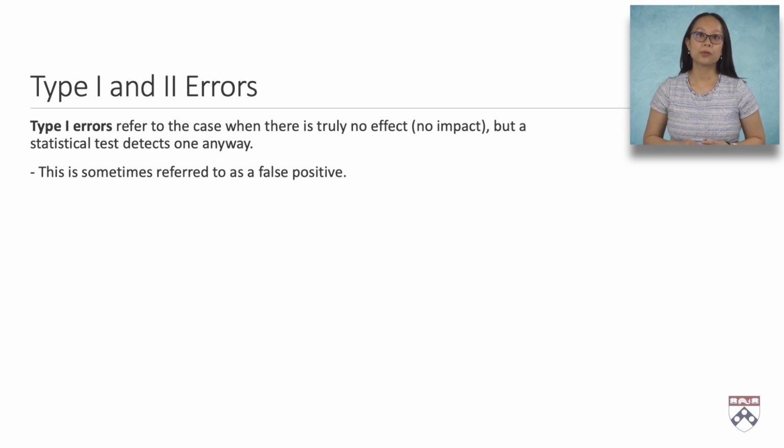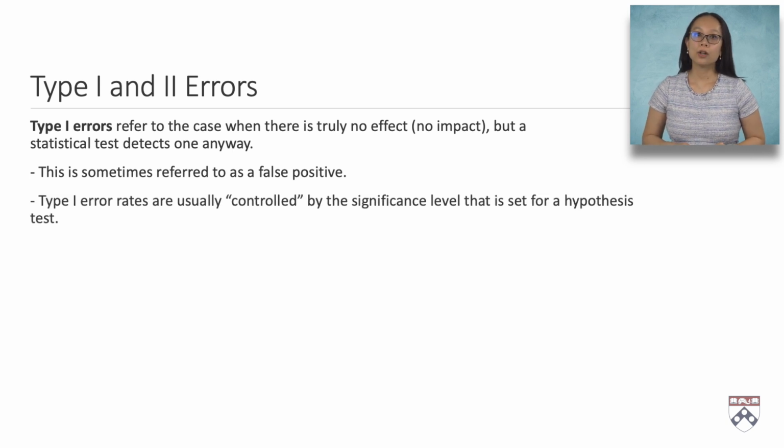And in practice, this is sometimes referred to as a false positive, meaning that someone finds something when there's actually nothing to be found. Type 1 error rates are usually controlled, quote unquote, by the significance level that is set for a hypothesis test, which is why if you refer to my previous slide, when I talk about the significance level alpha, alpha is usually set to very small values such as 0.01, 0.05, or 0.1, because those are the probabilities that a researcher commits a type 1 error. And because many of us would like to keep the chances that we make an error as small as possible, we never see the alpha level be set to a value larger than 0.1.